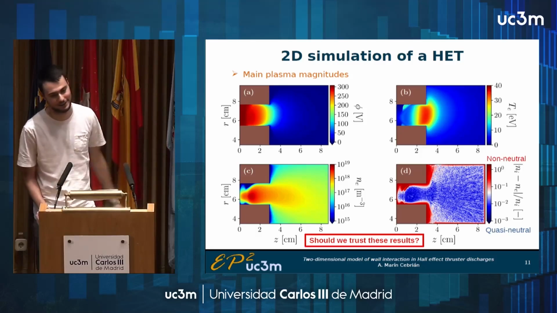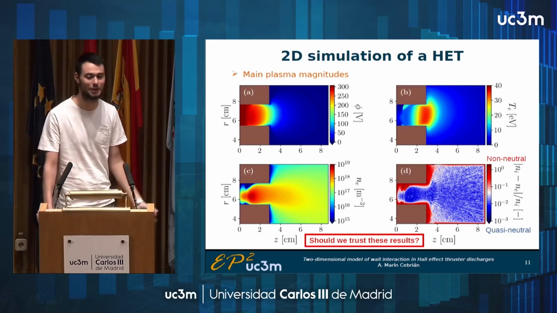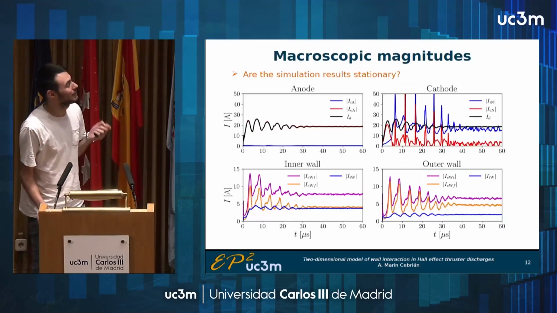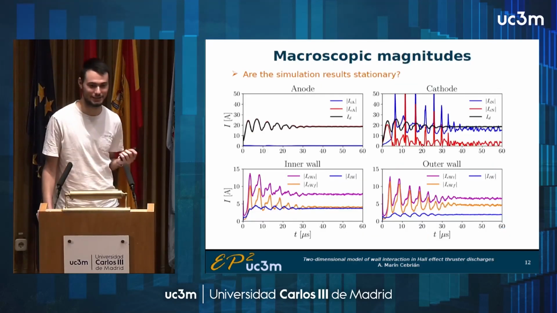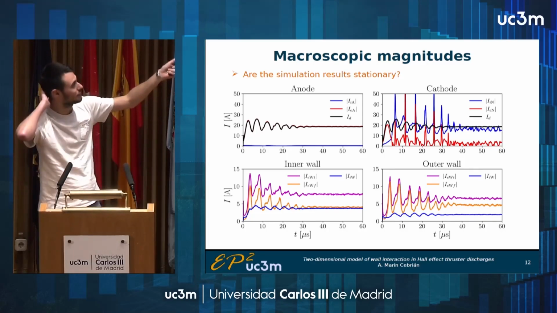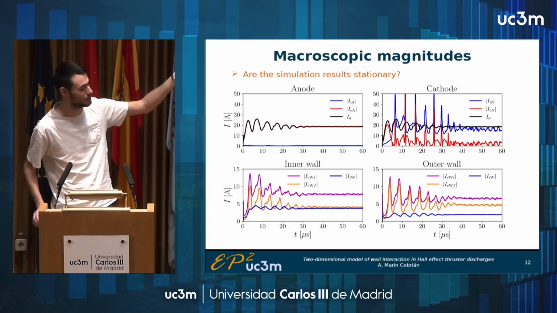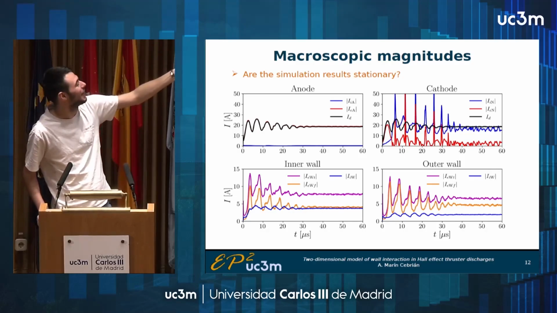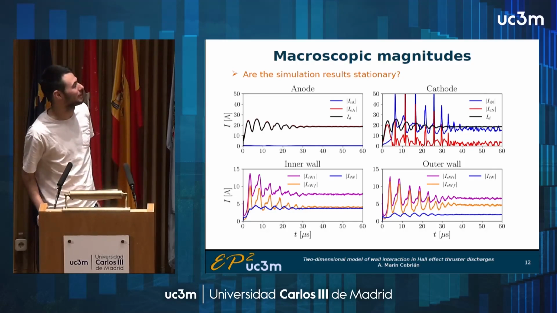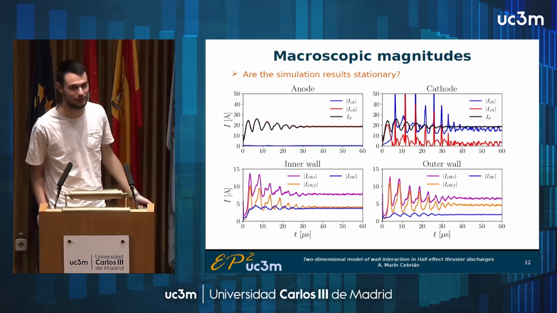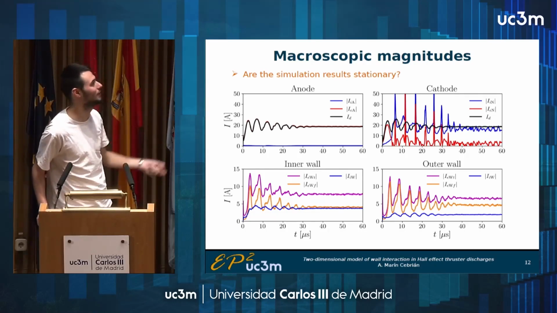But should we trust these results? Are these results correct, or are we violating any physical law? So let's check. The objective of these simulations is analyzing the steady state of these thrusters. So the first thing that we want to make sure is that our results are stationary. After some chaotic transient, we converge to a pretty much constant solution with some noise, which is typically inherent to PIC codes, which always have some noise.